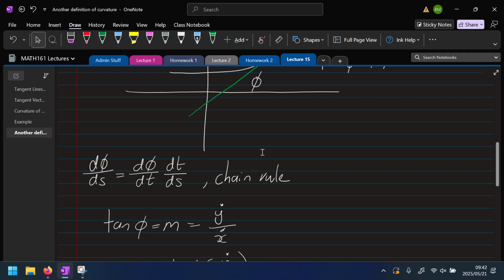Now remember, this was just half of the problem because it was d phi by dt, dt by ds. Okay, where s, that was the length, the curve length. So let's figure that out, the dt by ds.